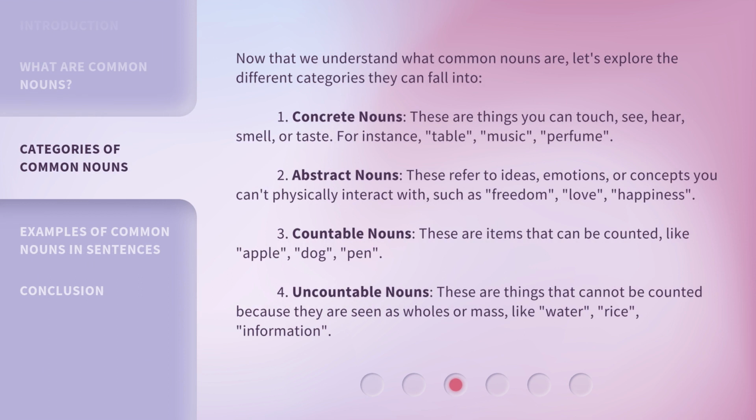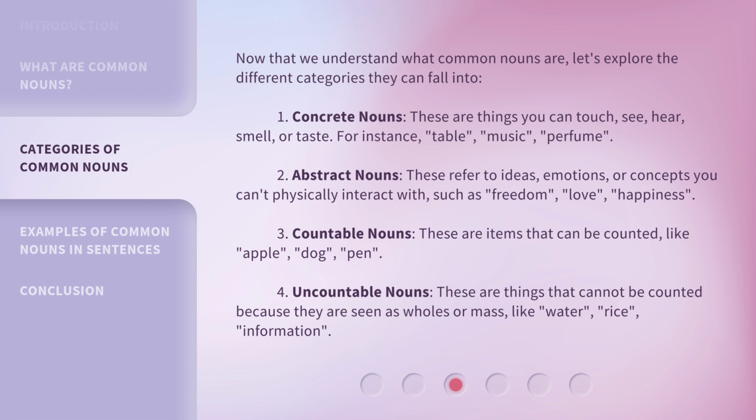Now that we understand what common nouns are, let's explore the different categories they can fall into. 1. Concrete nouns. These are things you can touch, see, hear, smell, or taste. For instance, table, music, perfume. 2. Abstract nouns. These refer to ideas, emotions, or concepts you can't physically interact with, such as freedom, love, happiness.